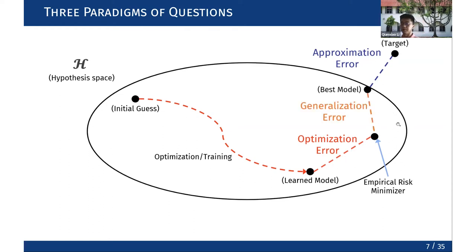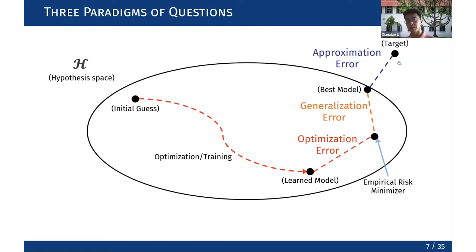And finally, this empirical risk minimizer and the best model are still different, because your empirical risk minimizer depends on your training set, which is finite. You only have a finite number of observations, and the best model that fits those observations need not be the best model in general, okay? And this gap is called the generalization error, and it decreases as your number of training samples increases. So from the target to the learned model, we have three errors contributing to the distance: the approximation, optimization, and generalization errors.